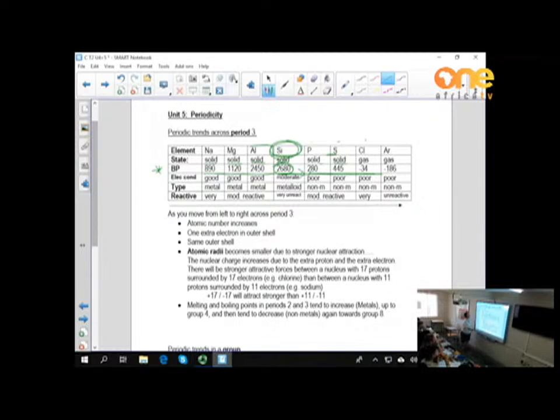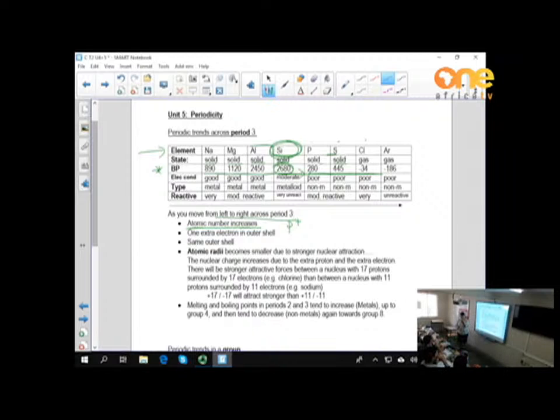So they tell us, as we move from left to right across period 3, what happens? We have metals, metals, metals. Silicon, which lies on the step, we call them metalloids. And then we get non-metals, okay? They say the atomic number increases. Now, what's the atomic number? It is the number of protons. Now, where do we find the protons? In the nucleus. Now, remember, all of these elements have the same number of shells.